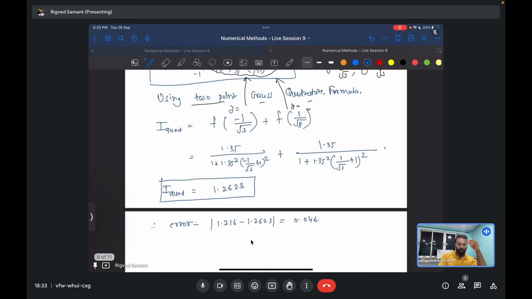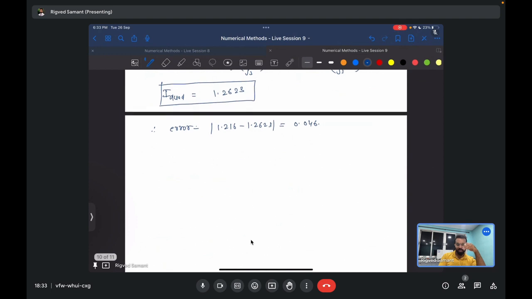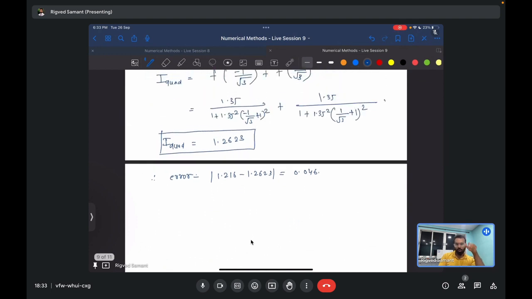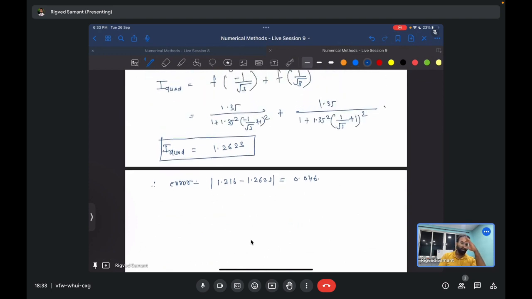And now what we are doing is using a quadrature formula. In the first three, there were different methods derived from Newton-Cotes. Newton-Cotes is a generalized formula. If you apply it for n equal to 1, you get the trapezoidal rule. For n equal to 2, you get Simpson's 1/3. For n equal to 3, you get Simpson's 3/8 rule.